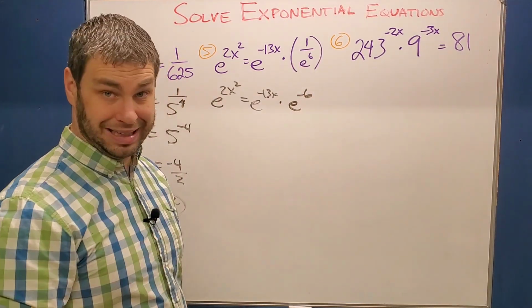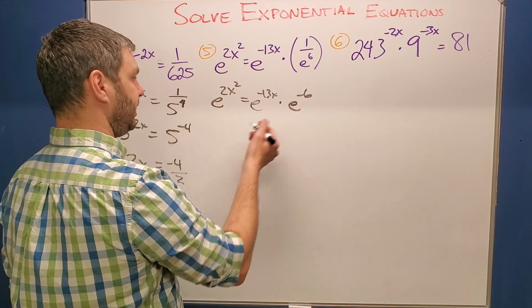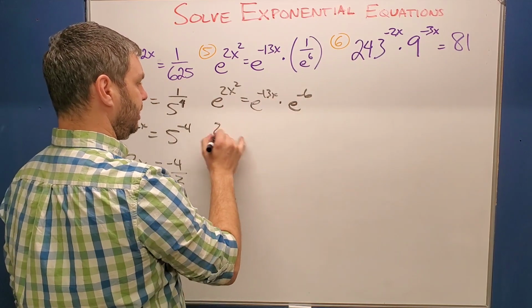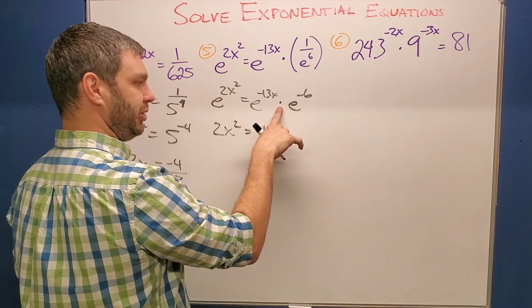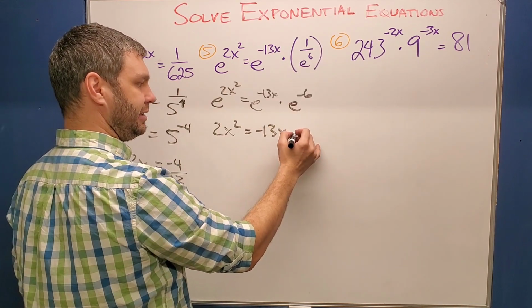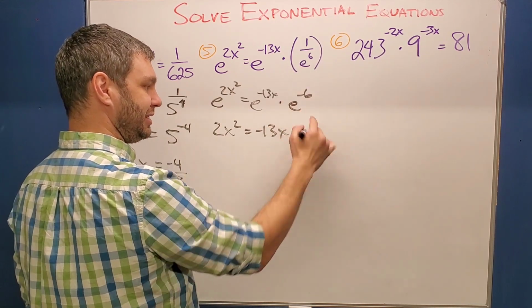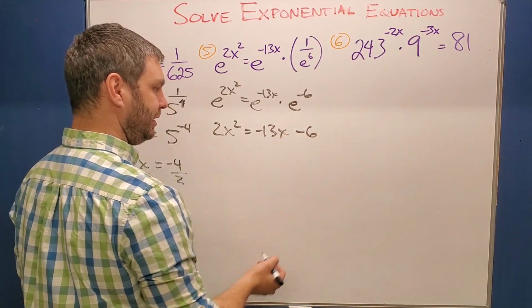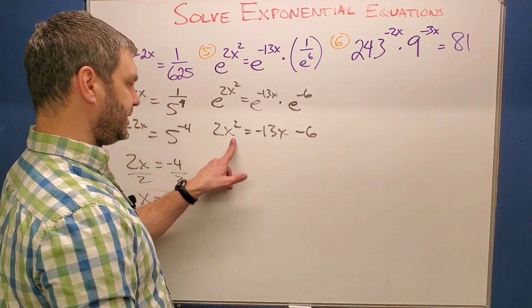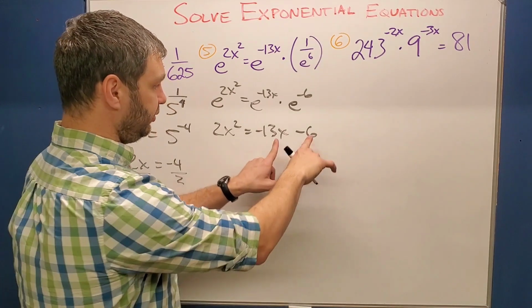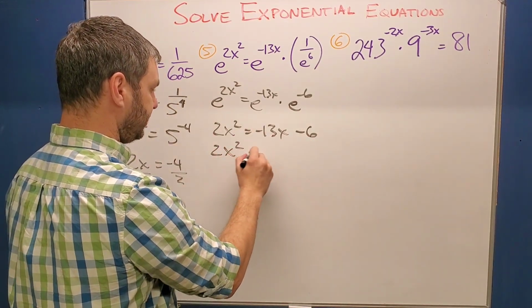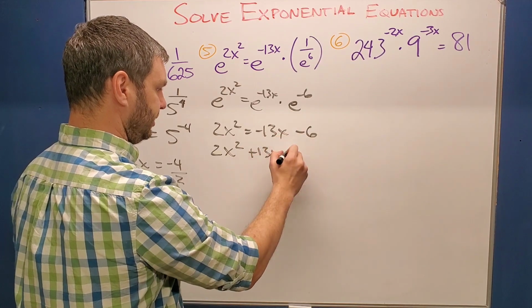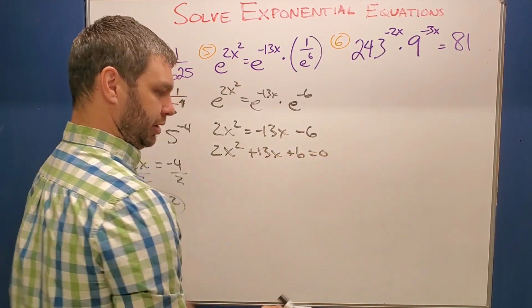Okay, so now all the bases are the same. I'm just going to set those things equal to each other. Remember, negative 13x, when it's being multiplied here, the exponent actually gets added. So if I were to say plus a negative 6, that's the same thing as just minus 6. So be careful with that. I like to keep my x squared term positive, so I'm going to move these two to the other side and get 2x squared plus 13x plus 6 equals 0.